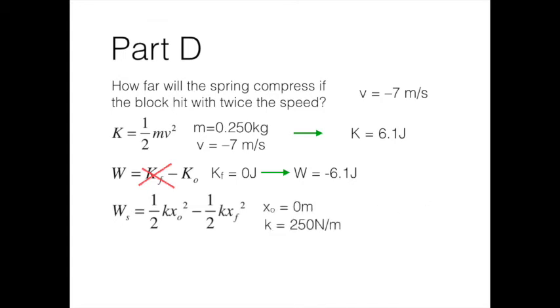Now for this equation down here for the spring, we can say that x naught is 0 because the top of the spring hasn't been displaced yet. The k is 250 newtons per meter. And we're going to use the work that we found in the last equation and put it in for the work here, so the work is negative 6.1 joules. That leaves us with just the final x to find. Since the initial x is 0, we can cross that out. We don't need to solve for any of that. And once you plug all that into the equation, you'll get the final x is 0.22 meters.